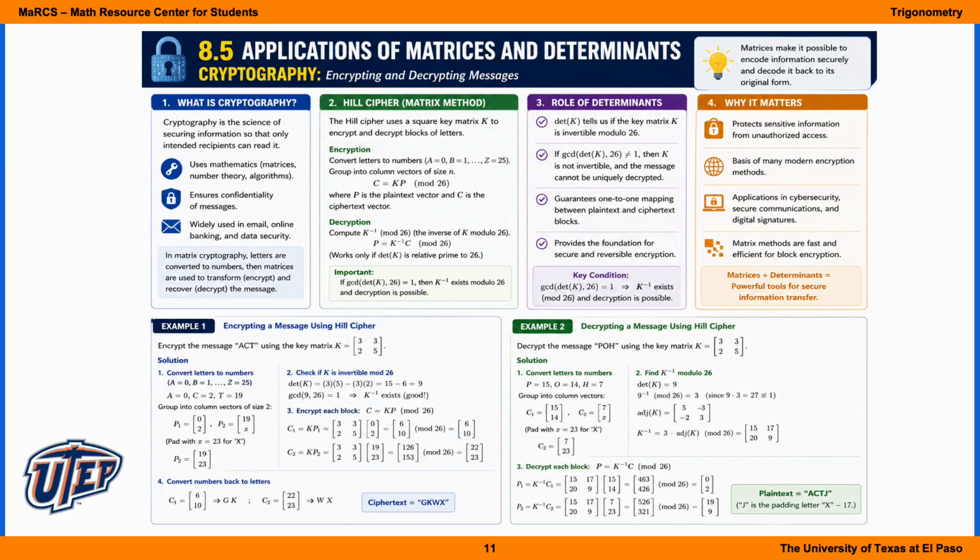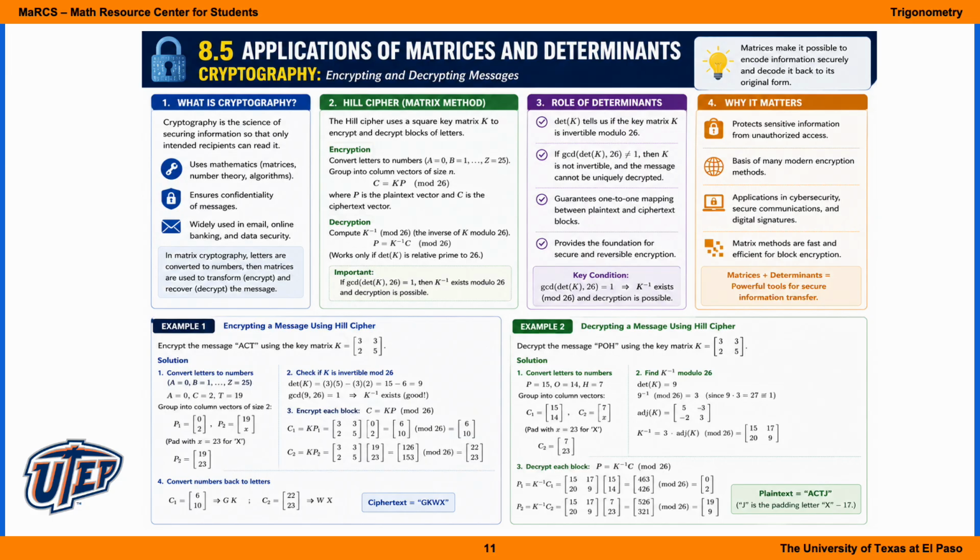C is equal to K times P. So we'll do matrix multiplication for C1. We'll have K times P1, so our matrix K times our first column matrix, the 0 and the 2, and we get the matrix 6, 10, and we take the mod 26. 6 divided by 26 is equal to 0 with a remainder of 6. Now 10 divided by 26 is equal to 0 with a remainder of 10. So for the first column matrix, we have 6, 10.